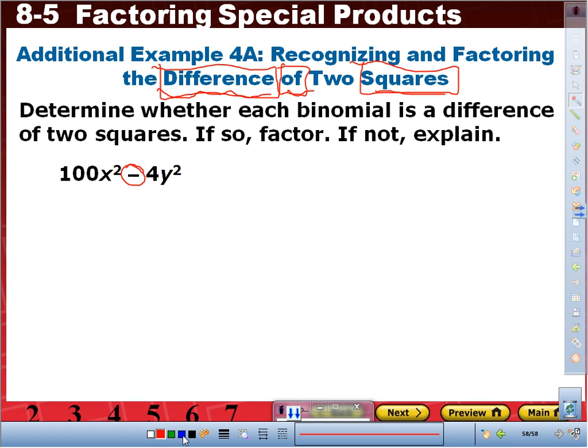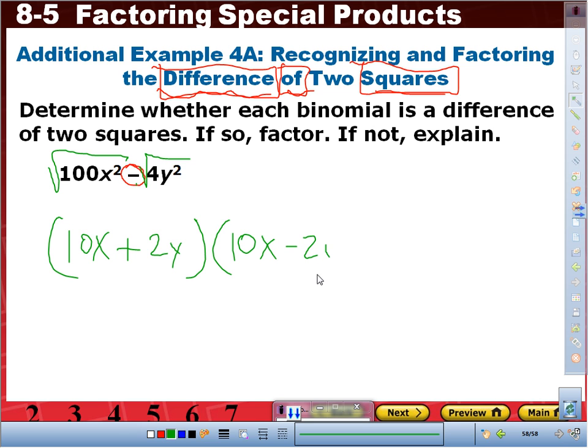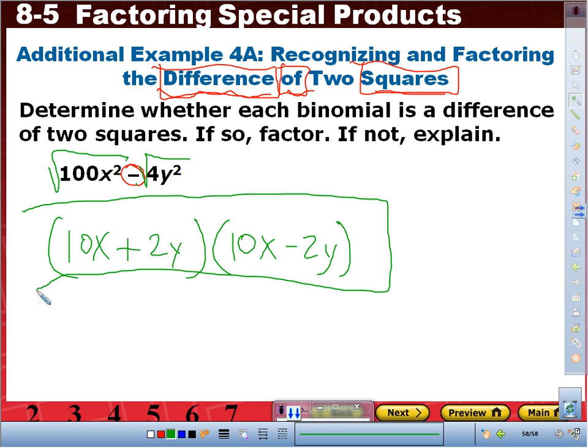So now check this out. This is how easy this is. What is the square root of the first term? 10x. What is the square root of the last term? 2y. If you are able to find the square root of both and it's a difference, then you're done and you write your factors. Here are the factors. This is 10x plus 2y and the other one is 10x minus 2y. And we're done. Because it's a difference of squares and that's the pattern.